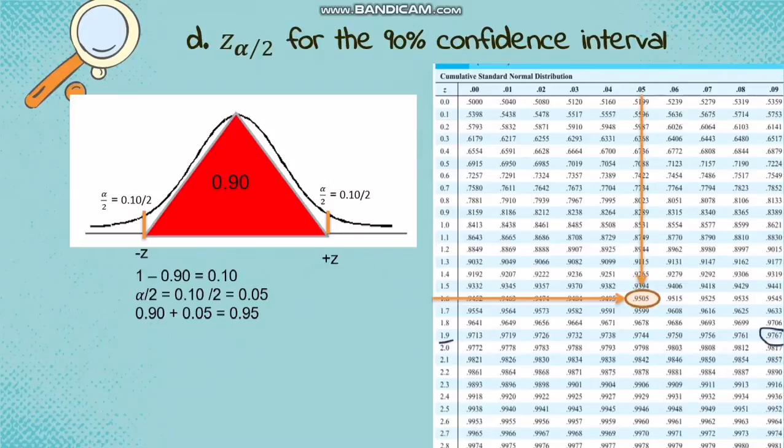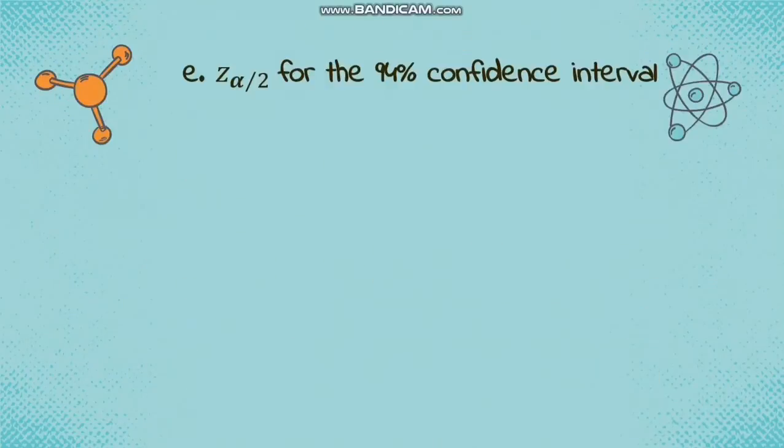So, we want to identify this z-score again, given an area of 0.95. So we need to look for the value of 0.95 in the table, and here it is. So the value of our z sub alpha over 2 is equal to 1.65.